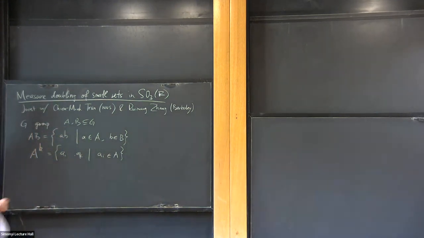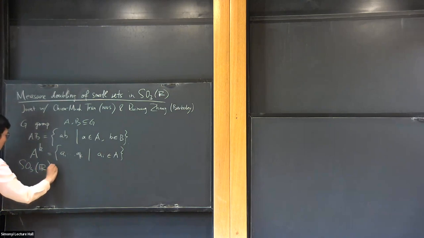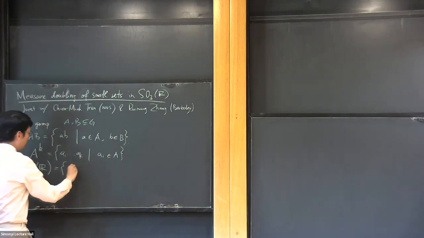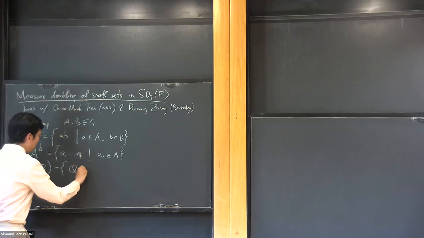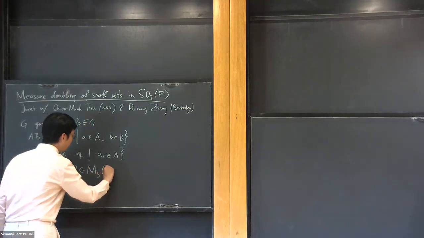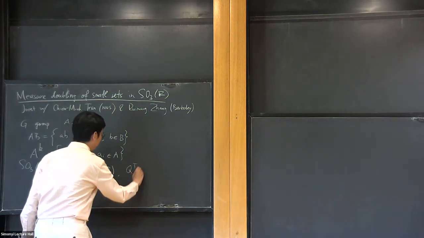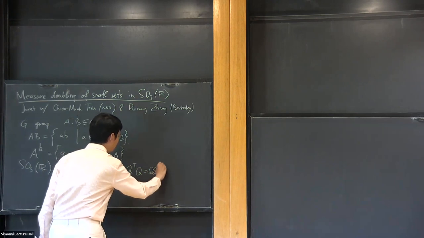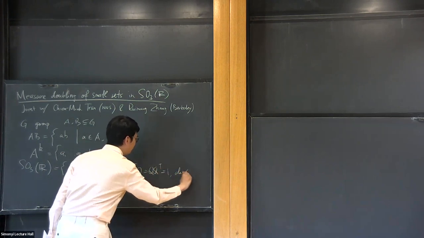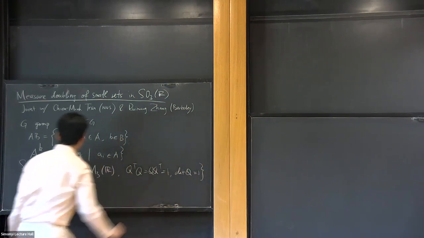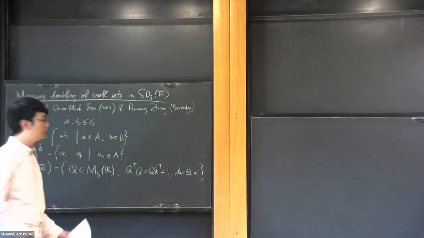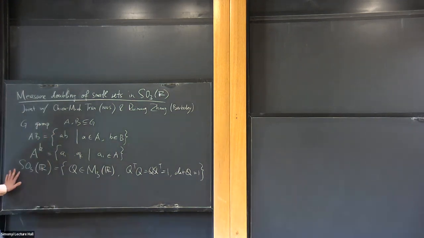By SO(3,R), I mean the three-dimensional rotation group. SO(3,R) is the set of matrices Q, where M3(R) means 3x3 matrices, with Q transpose times Q equal to the identity, and the determinant of Q equal to 1. So it's a three-dimensional rotation group, and actually, you use SO(3) every day. If you look at some other places, you have to rotate your head. So it's a very, very natural object.